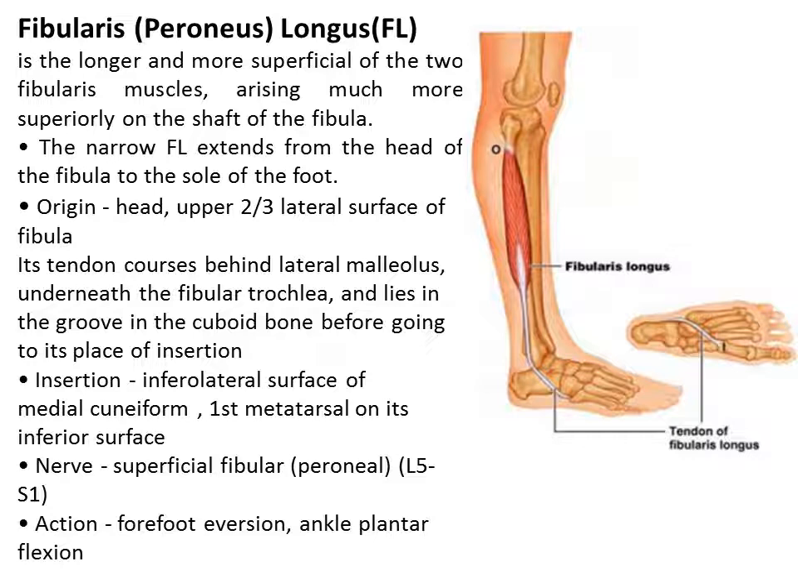Its tendon courses behind the lateral malleolus underneath the fibular trochlea, and lies in the groove in the cuboid bone before going to its place of insertion. Insertion: inferior lateral surface of the medial cuneiform and the first metatarsal on its inferior surface. Innervation: superficial fibular nerve. Action: foot eversion, ankle plantar flexion.